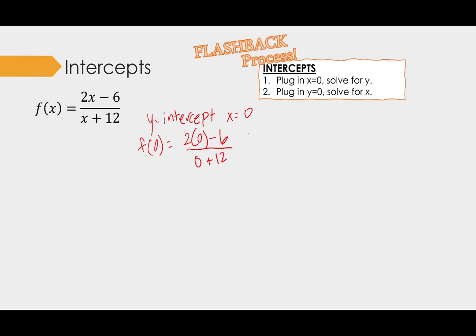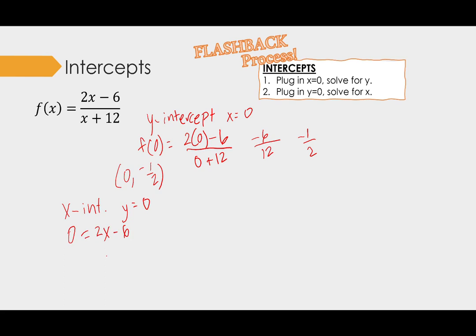2 times 0 is 0, so you get negative 6. 0 plus 12 is 12. That simplifies to be negative 1/2 or negative 0.5. So the y-intercept is going to be the point (0, negative 1/2). Okay, let's find the x-intercept. We're going to plug in 0 for y, or f of x, and solve for x.